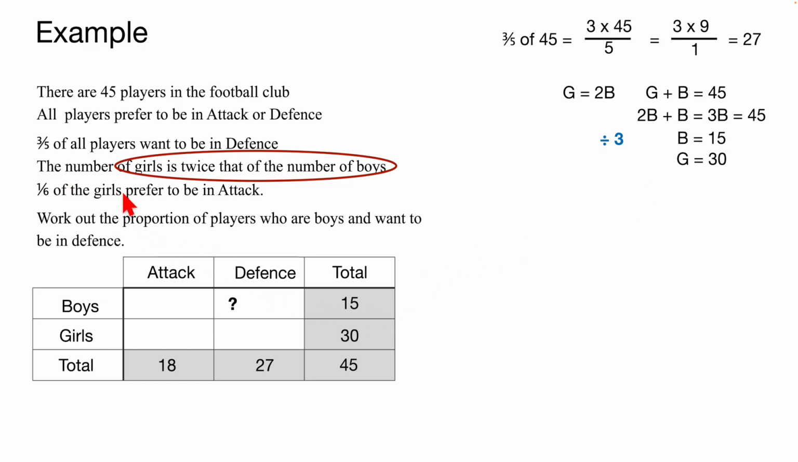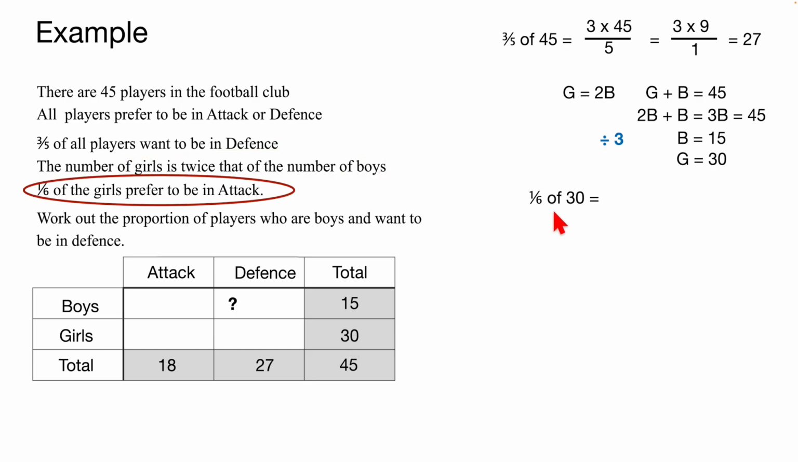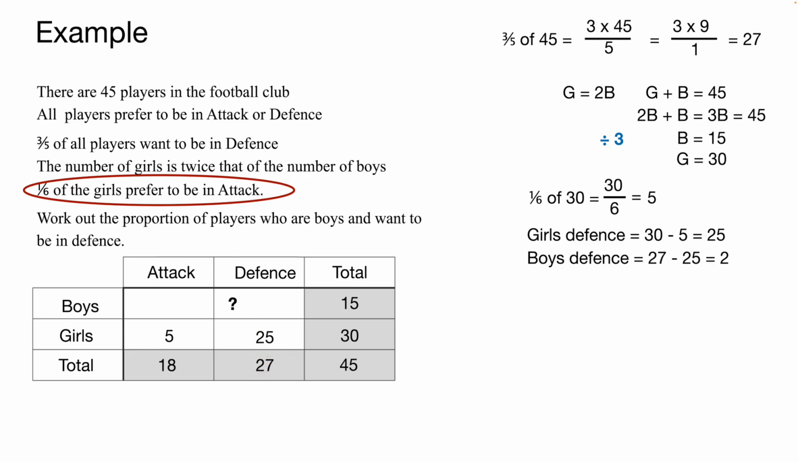Right, 1/6 of girls prefer to be in attack. Right, so where are the girls? There's 30 girls, so it is 1/6 of 30, which is 30 over 6, equal to 5. They want to be in attack, so that's there. And now I can sum up to get this number here, because that is 30 minus this 5, which is 25. And now I can work out what this number is, because this number added to 25 gives 27. So that is just 2.